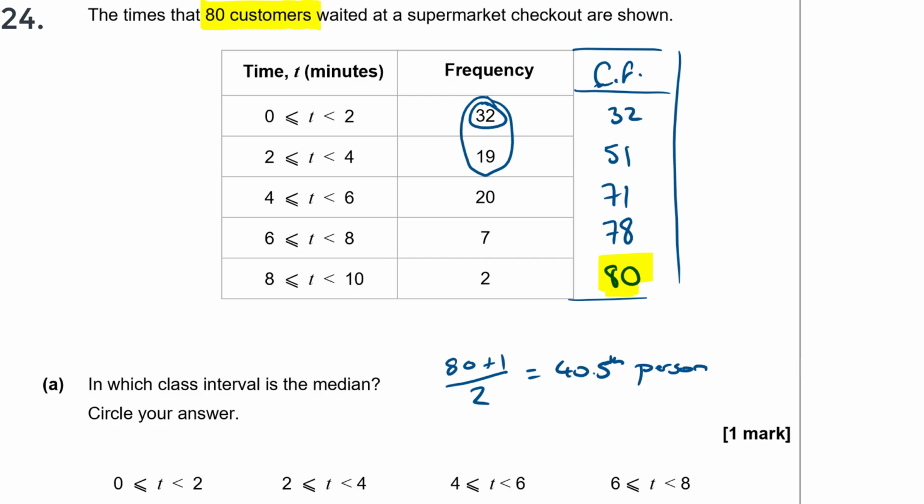We can see that the 32 people were in the first category, and then person 33 to 51 are going to be in the next category up, and that's going to include our 40th and 41st person. So this group here then is going to be the solution. So let's ring that.